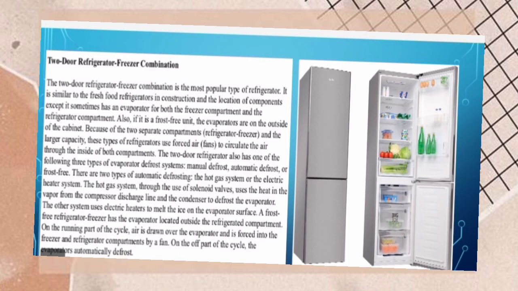A frost-free refrigerator freezer has the evaporator located outside the refrigerated compartment. On the running part of the cycle, air is drawn over the evaporator and is forced into the freezer and refrigerator compartments by a fan. On the off part of the cycle, the evaporators automatically defrost.